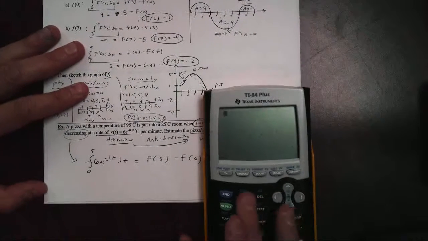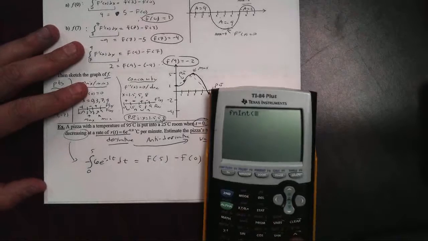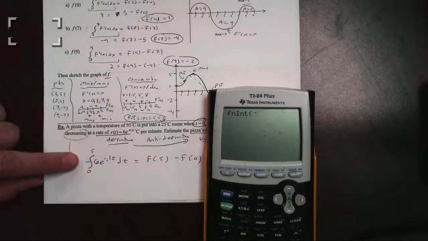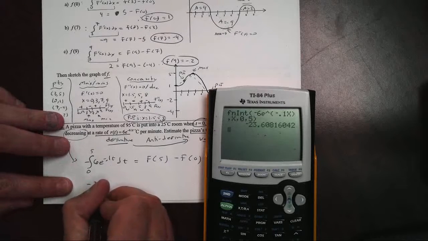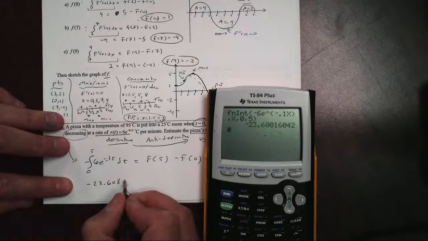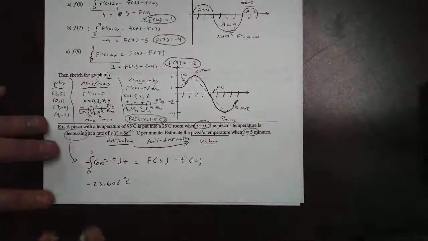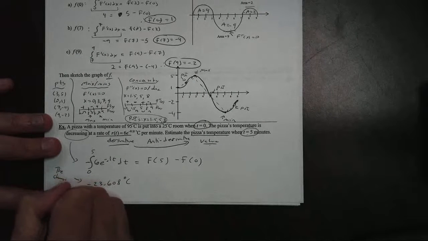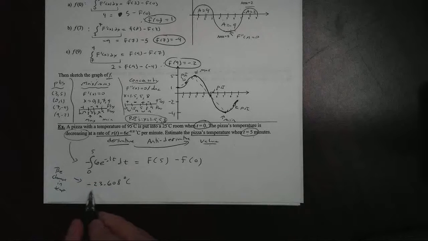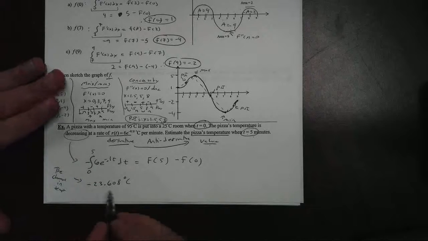Okay, math 9. I'm using my old calculator here. If you want to use the other calculator, just come see me. Plug in the negative 6e to the negative 0.1t. We've got to use x here. Close it, comma x, comma 0, comma 5. I hit enter, and I get negative 23.608 degrees Celsius. Now remember what this means. This is the change in temperature.